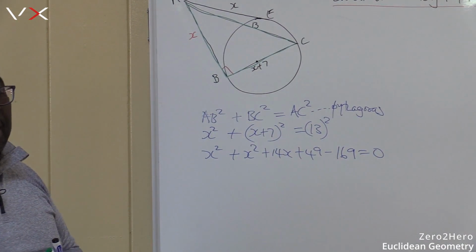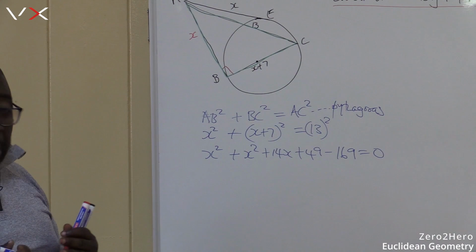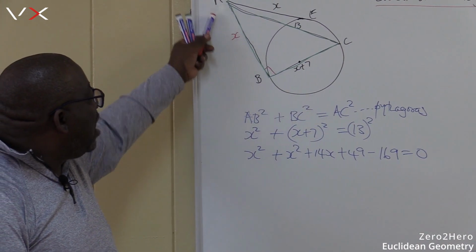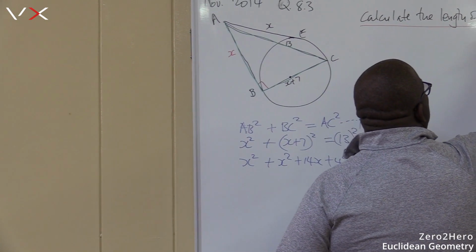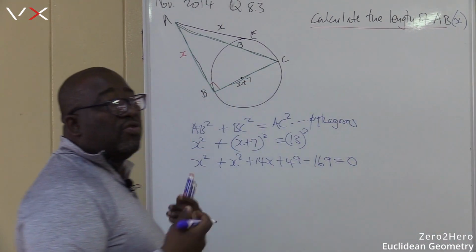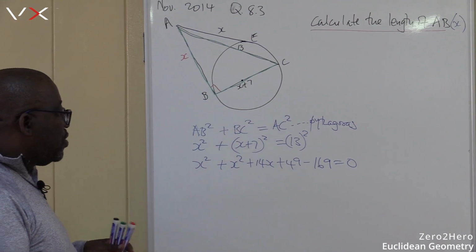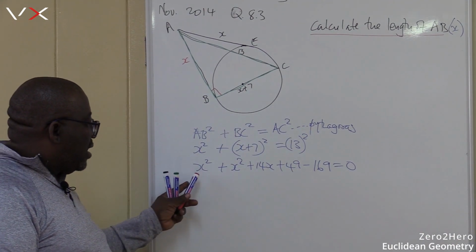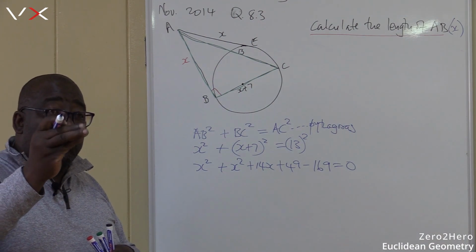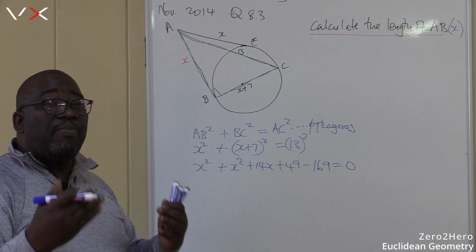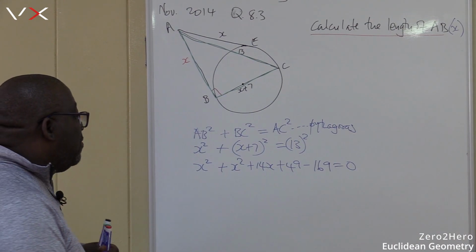Remember, that's where your algebra comes in handy now. Remember, you are just looking for x, AB. The length of AB is the same as x. So that's what we're looking for. Once you find x, you've got your AB. With x squared, I know that I'm going to have two values of x because my x is to the power 2. I'm going to have two roots there. So you go back to your algebra, factorization.